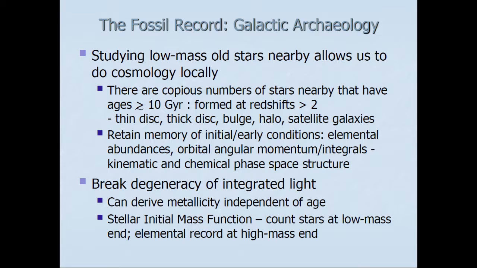And there's lots of these old stars around us now. There's even old stars in the thin disk, but certainly ones in the halo, the bulge of the galaxy, the thick disk of the galaxy. We can get very large samples of these old stars, probe conditions at early times. And of course, the sequence of ages gives us conditions through the universe.